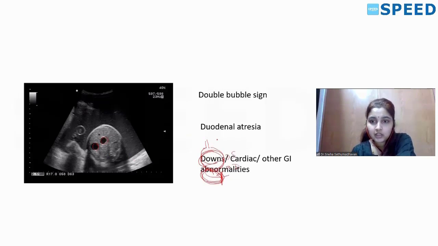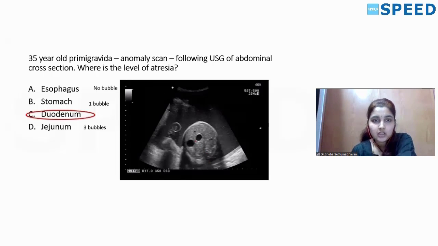All right. So the answer, and this is usually seen associated with other conditions as well, like Down syndrome, and the patient might also have other anomalies like cardiac anomalies and other gastrointestinal abnormalities as well. So you have to rule out all of these conditions: Down syndrome, cardiac anomalies, and other gastrointestinal anomalies. So the answer here will be duodenum.